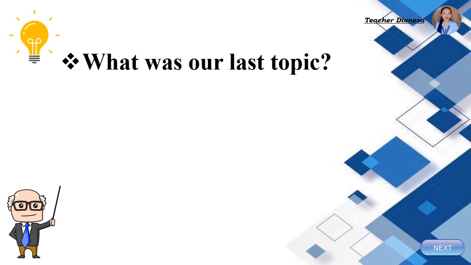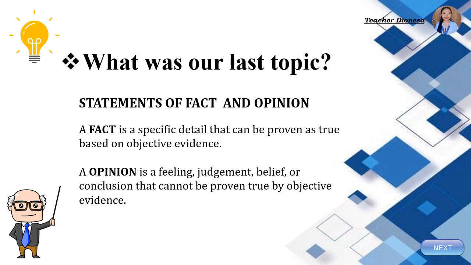Recall. What was our last topic? Exactly. The statements of fact and opinion. A fact is a specific detail that can be proven as true based on objective evidence, while an opinion is a feeling, judgment, belief, or conclusion that cannot be proven as true by objective evidence.